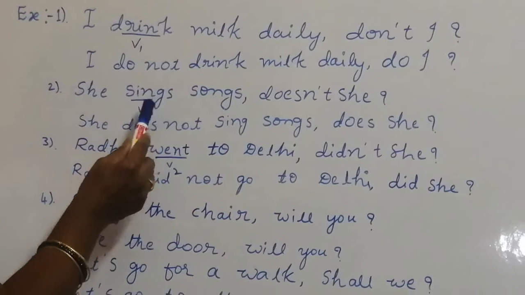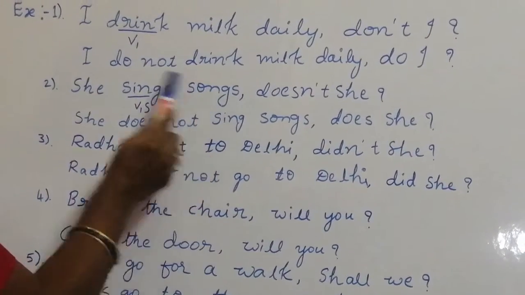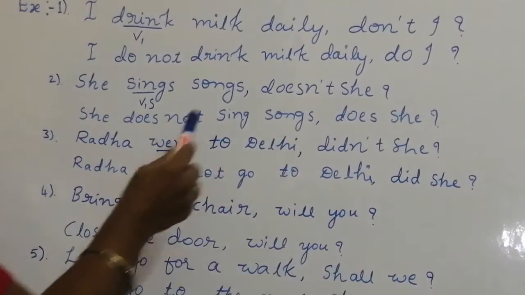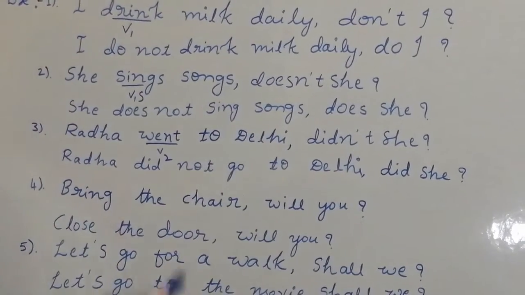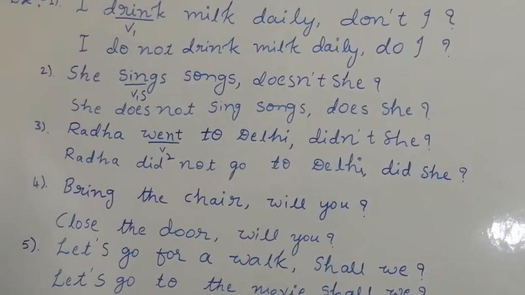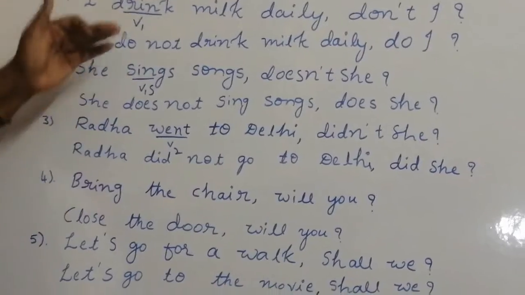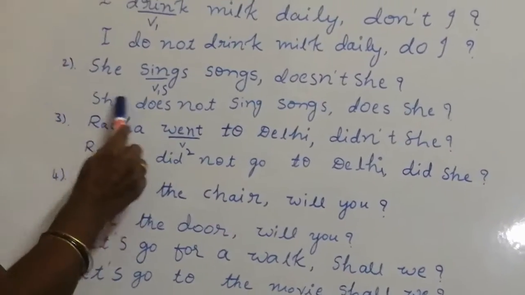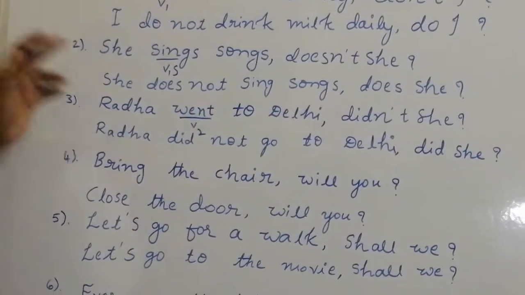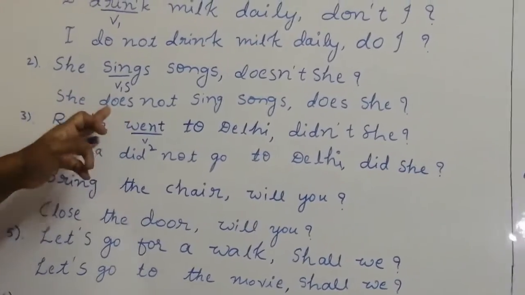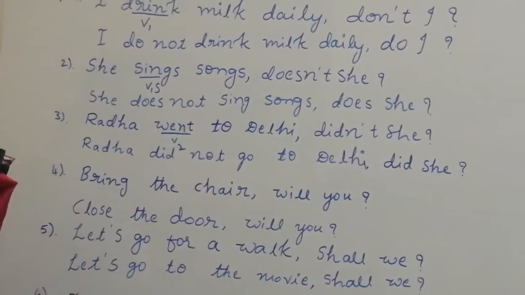Now you see here, she sings songs. It is a positive statement, that's why we should write a negative tag. How can we write here? Doesn't she? Like that. And next, if it is a negative statement, she does not sing songs, then you can understand easily. Does she? Like that we should write.